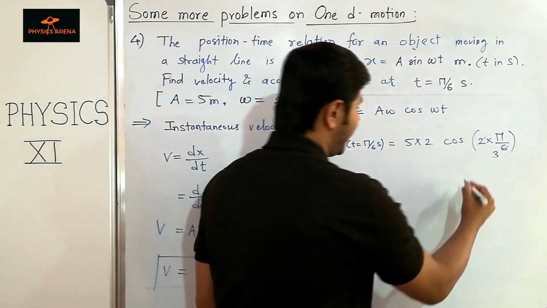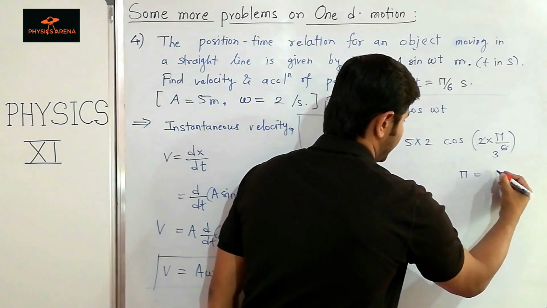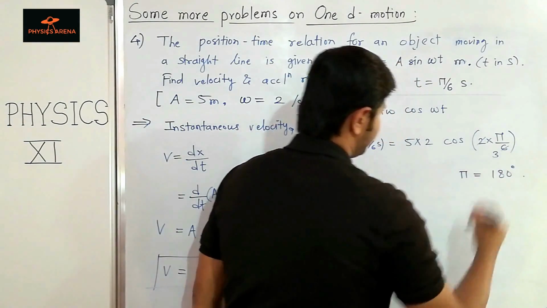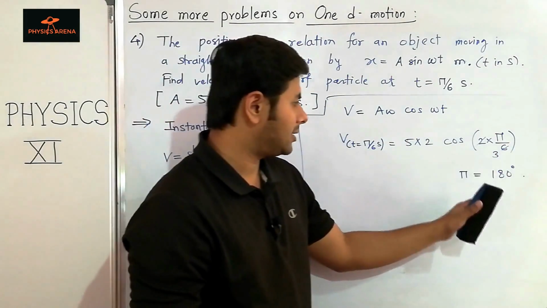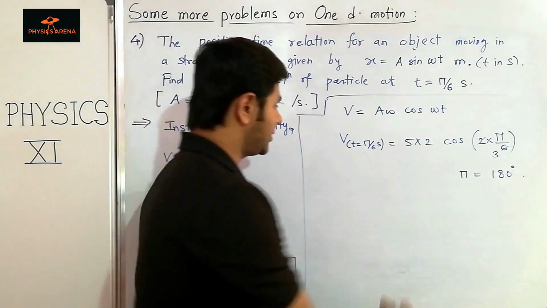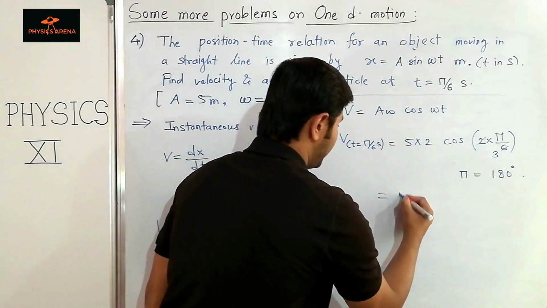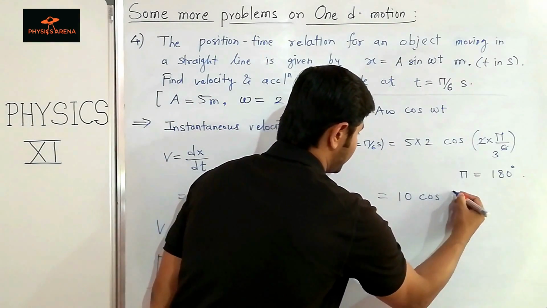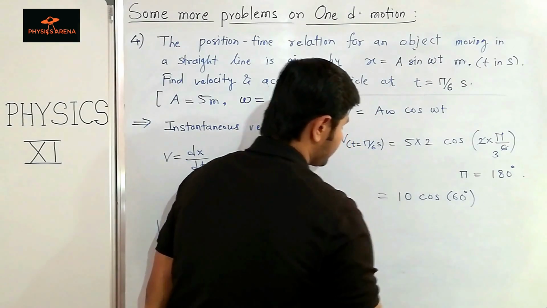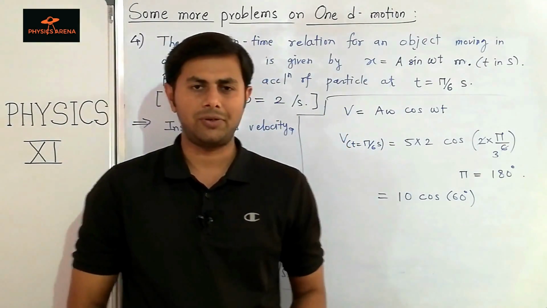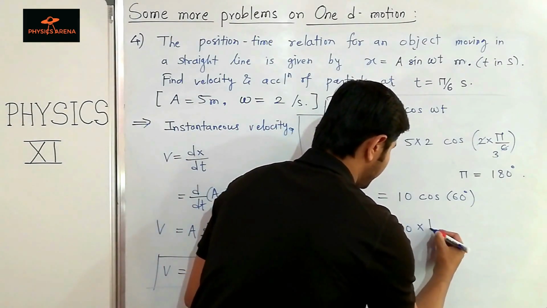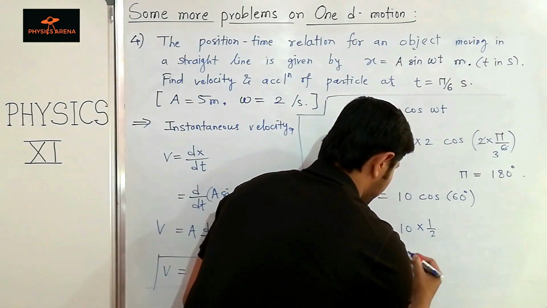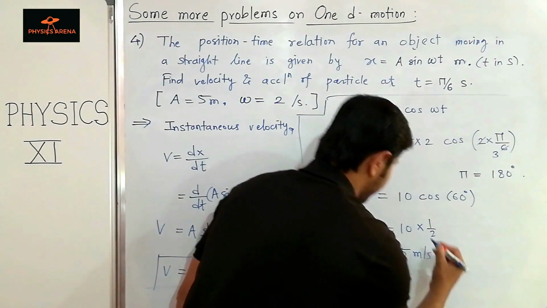We know that pi radian is equal to 180 degrees. Say if we write it in degrees, we get 180 divided by 3, which is 60 degrees. So it is 5 2s are 10 times cosine of 60 degrees, and we know that cosine of 60 degrees is 1 by 2. It is 10 times 1 by 2, it is 5 meters per second.